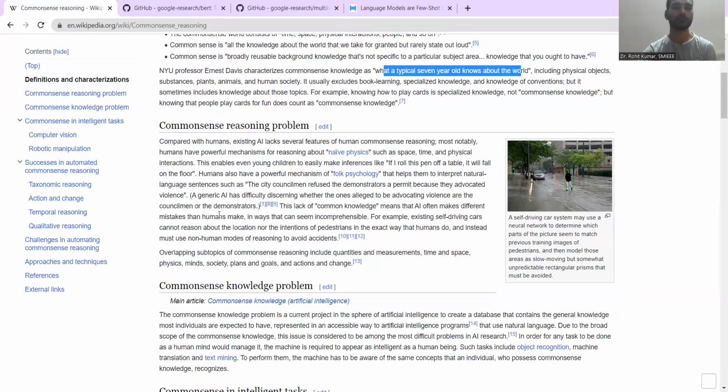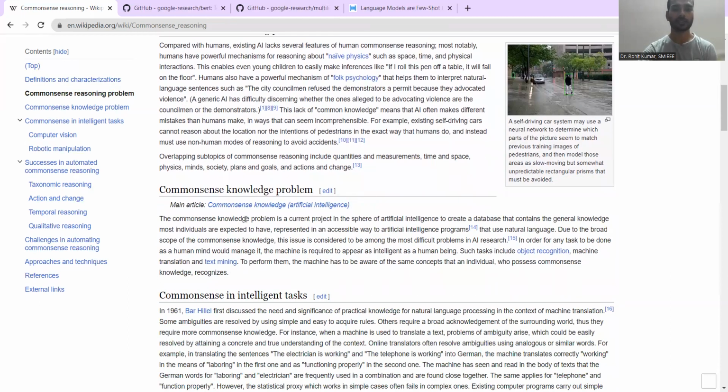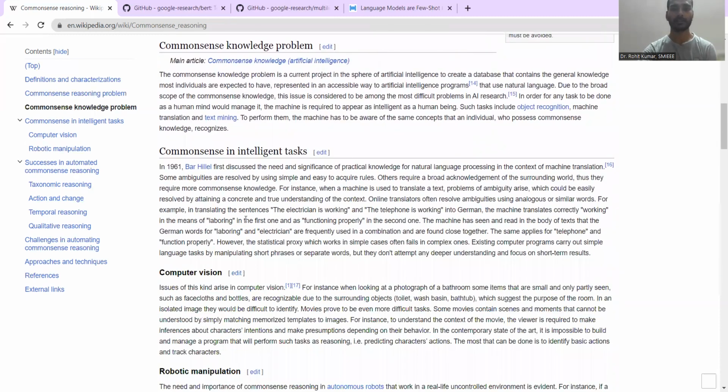So common sense reasoning problems have been discussed, why it is considered a problem, and why AI lacks most of the things that we humans perceive automatically. Then the common sense knowledge problem is discussed, along with issues like object recognition, machine translation, and text mining. These are the things discussed in detail. If you are interested, you can go through it.